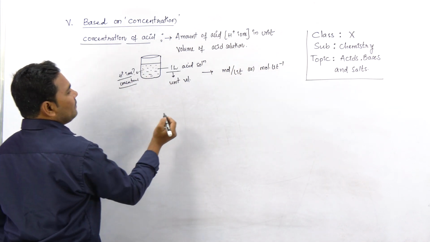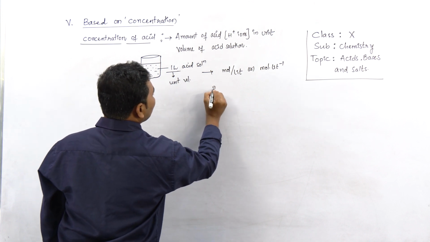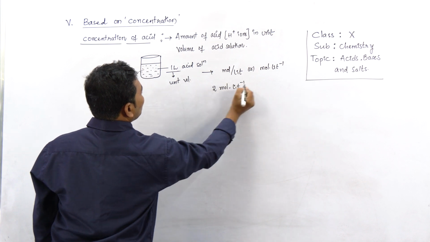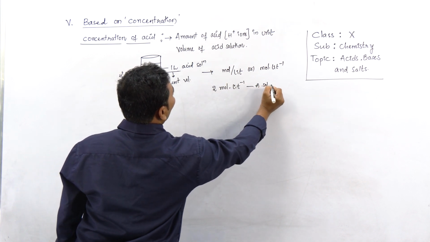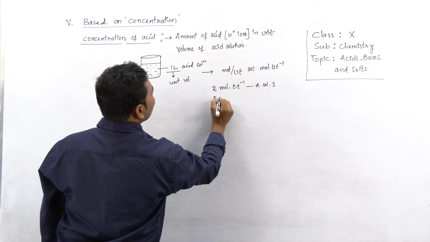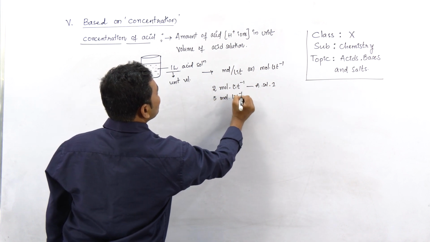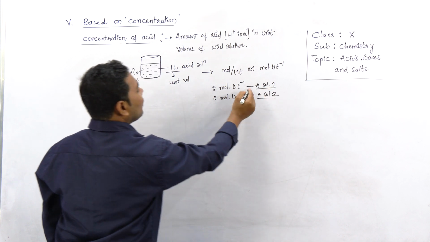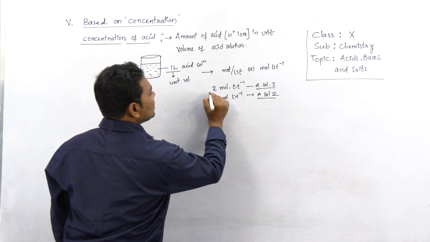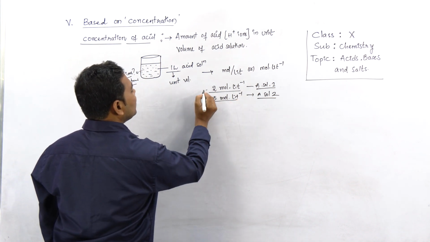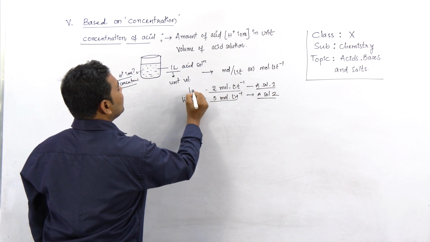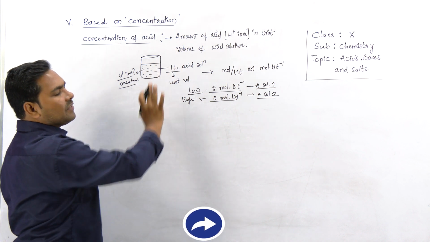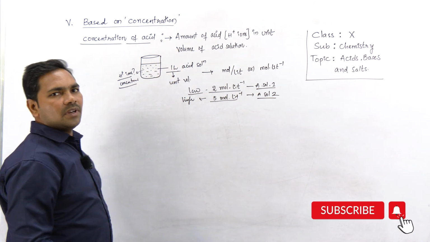For example, if I say 2 mole per liter, that is solution 1, an acid solution. Another one contains 5 mole H plus ions per liter. This is solution 2, acid solution 2, right? Among these two solutions, 2 mole per liter and 5 mole per liter, this is low concentrated and this is highly concentrated acid. I hope you understand. Concentration means the amount of H plus ions present in unit volume of the solution.